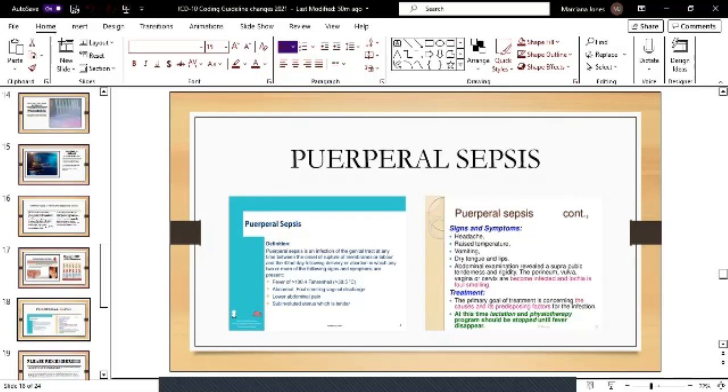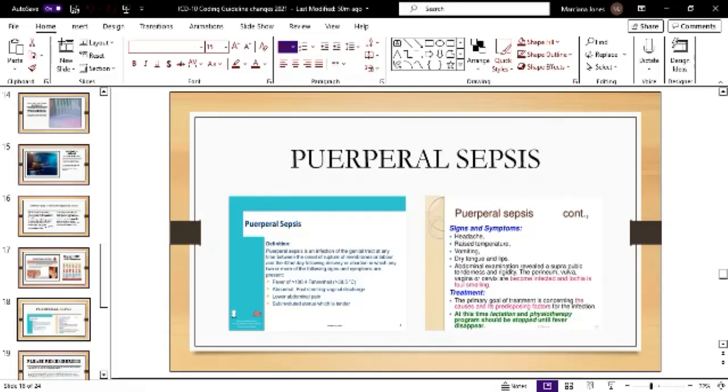So signs and symptoms could be headache, raised temperature, vomiting. Here are other symptoms: dry tongue and lips. Abdominal examination revealed suprapubic tenderness and rigidity. The perineum, vulva, vagina, and cervix become infected, and lochia is foul smelling.